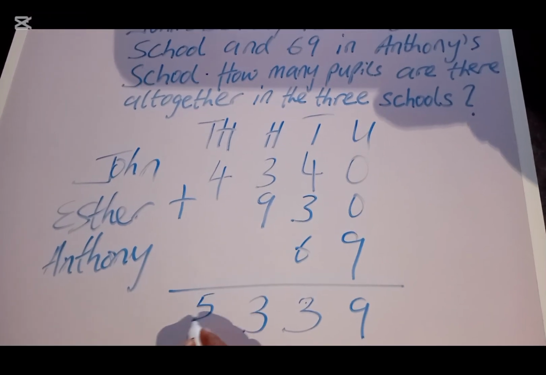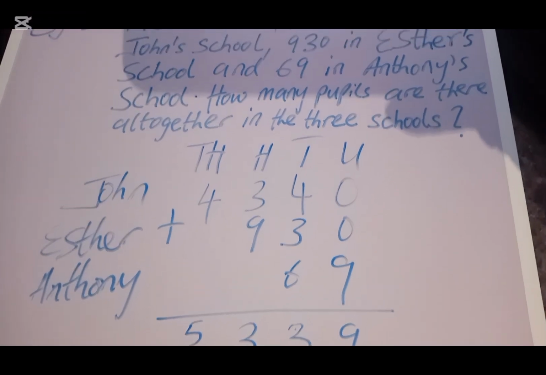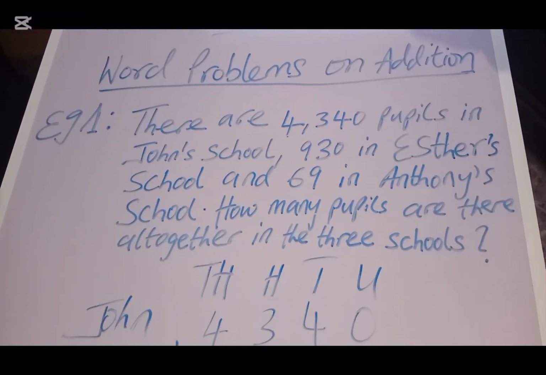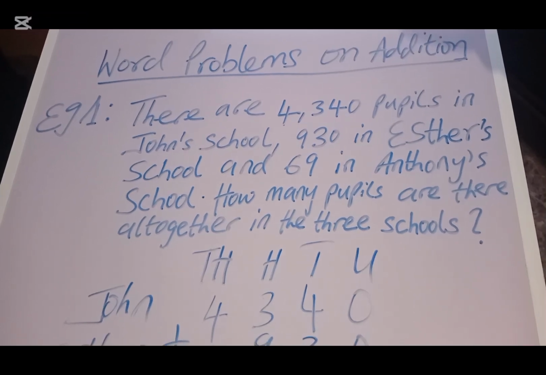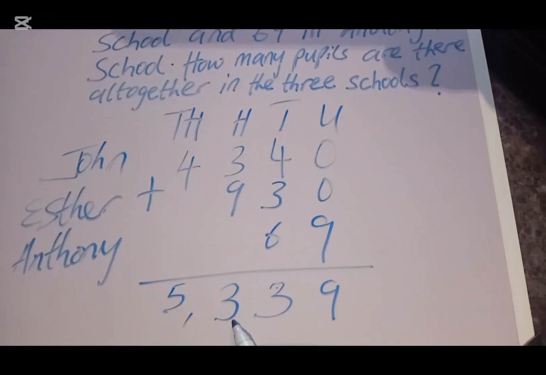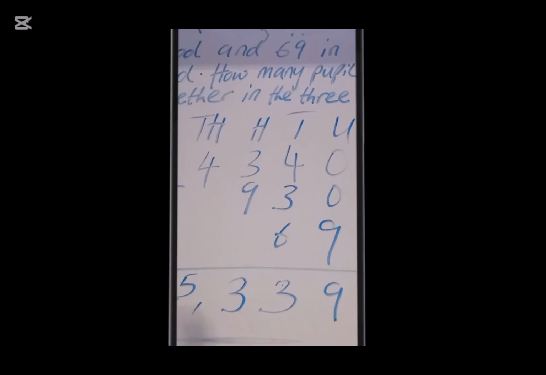Then you bring down 5. Therefore, the total number of pupils in the three schools is 5,339 pupils.